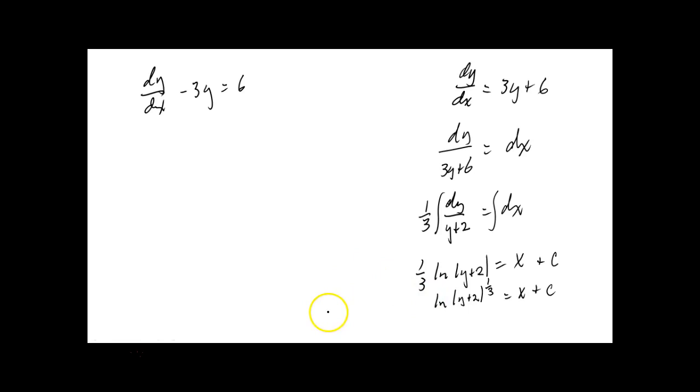I'm running out of room at the bottom. So this is going to be, you take e of log, you get y plus 2 to the 1/3 power. And when you do the e, you lose the need for the absolute value. Okay? And this is equal to e to the x plus c, which really becomes some new c, e to the x. Okay? Because e to the x plus c is the same as e to the x times e to the c. E to the c is a constant. Put it out in front.